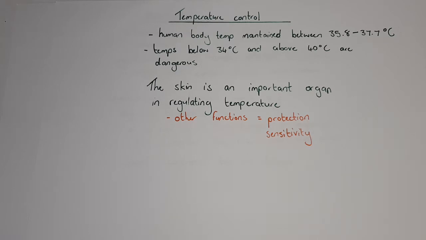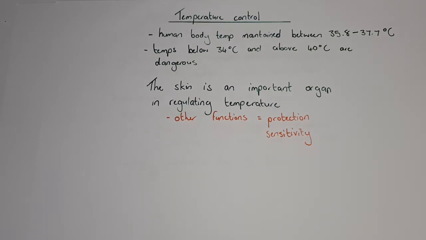So the skin is super important in regulating our body temperature, but it also has other functions such as protection and sensitivity. So now when I talk about protection, that means that you have lots of layers to your skin so that you don't lose too much water, and bacteria and harmful microorganisms can't get in. And your skin also protects you from UV rays, which are very dangerous because they can mutate things in your DNA.